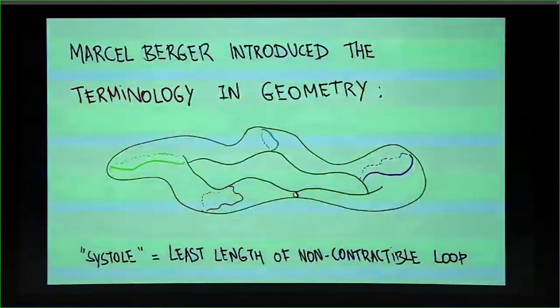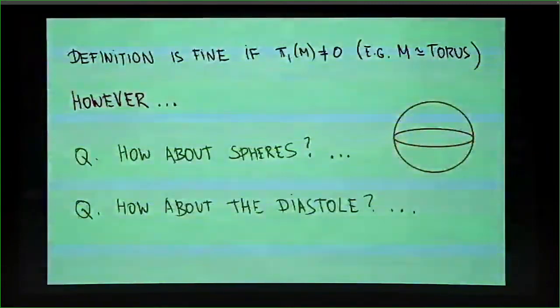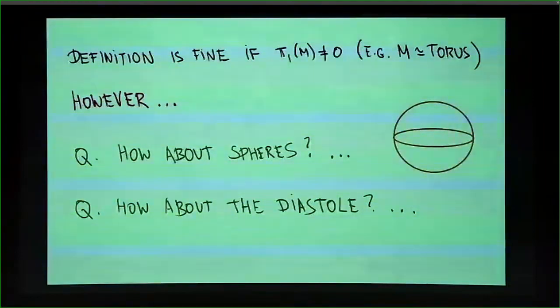And so the thing that Berger called the systole is the least length of such loops that cannot be shrunk to a point. So maybe in this picture, you could think this red curve here has length very close to the actual value of the systole. Okay, so this is a definition that works whenever your manifold has non-contractible loops.